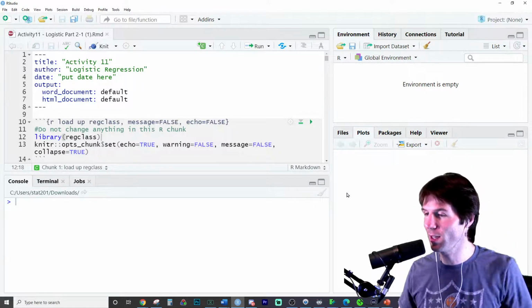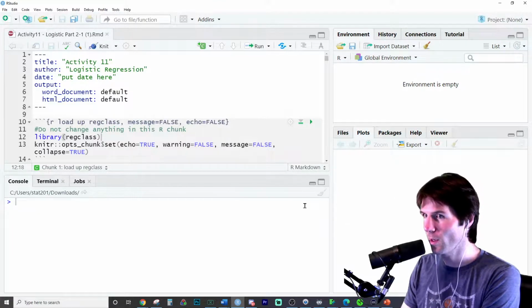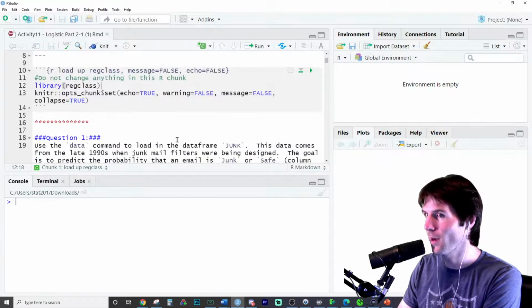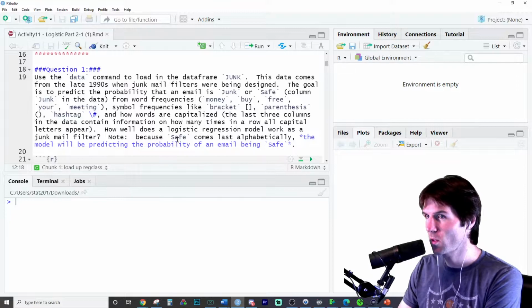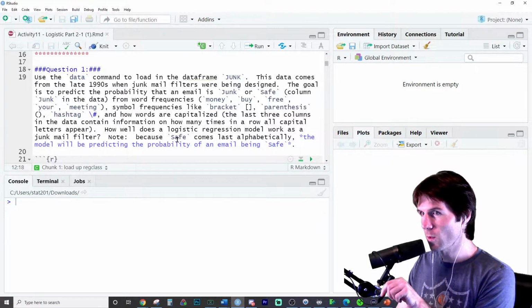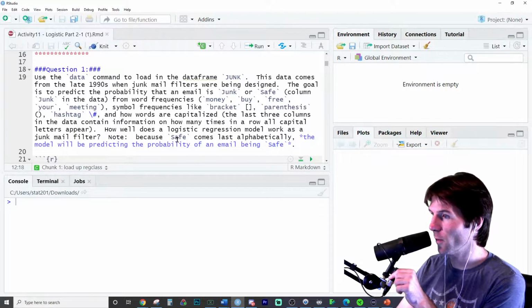We got Activity 11. And here we go. So if you're in the chat, feel free to let me know. But let's start going through this right here. And we got question 1. Use the data command to load in the data frame junk.